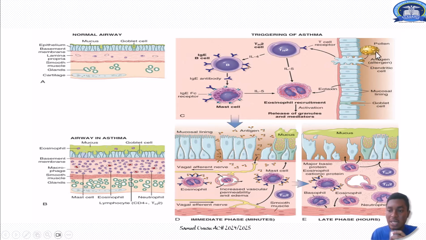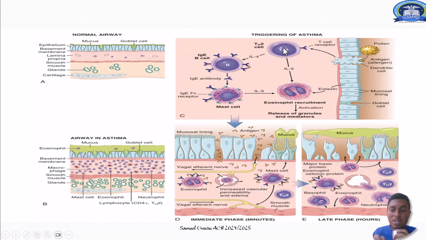If you inhale pollen, animal dander, or any other form of allergen, these allergens contain antigens. The antigens are presented on antigen presenting cells, in this case the dendritic cell. The dendritic cell, serving as an APC, presents the antigen to a helper T cell, the Th2 cell. So we have the Th2 cell here, and this antigen will bind to it.